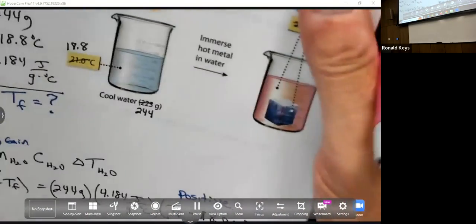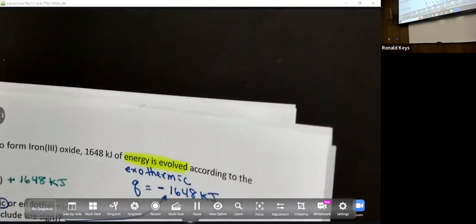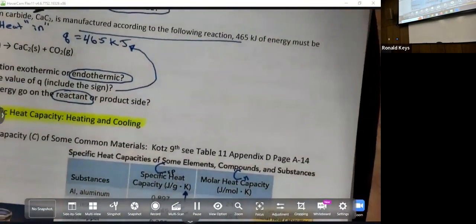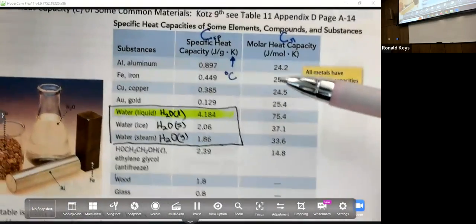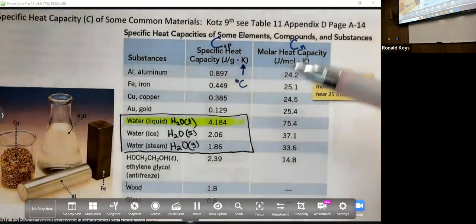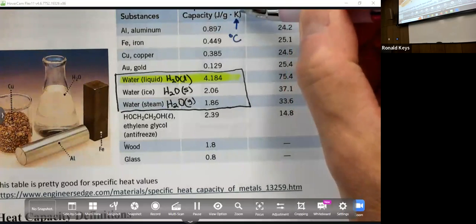Let's look at chapter 5, where we left off. In chapter 5, we started talking about heat, and we talked about specific heats: how much heat energy it takes to raise 1 gram of a substance, whatever it is, 1 degree Celsius or 1 degree Kelvin.